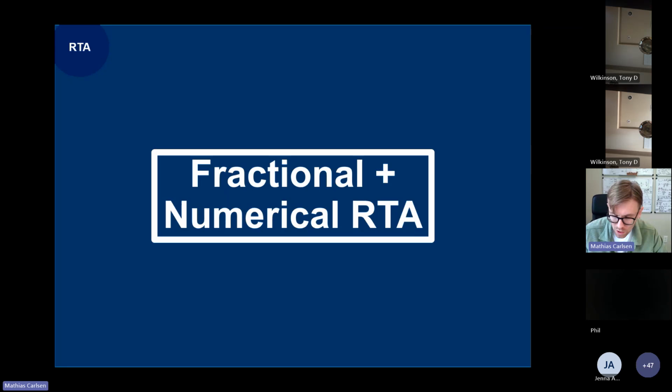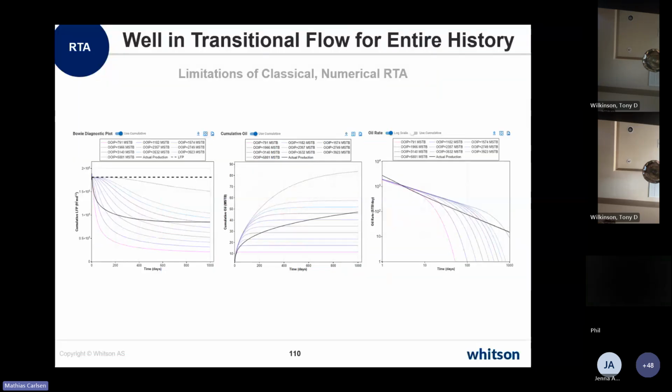I'm also going to do a quick section here. That's not something we're going to do in the software because it's not something we have in the software yet, but it's hopefully coming over the summer. And that's where we are basically combining fractional RTA and numerical RTA. It's pretty simple. We presented a paper a couple of years ago on this, and it tries to solve some limitations of classical RTA.